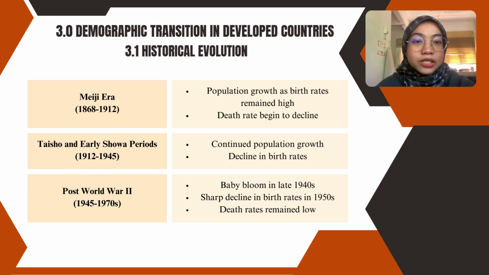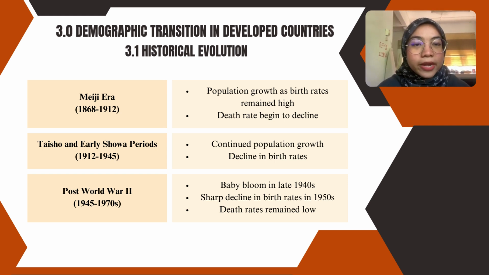Next, we move to the Taisho and early Showa periods, spanning from 1912 to 1945. Japan's population continued to grow as industrialization expanded and living standards improved. But this period wasn't without challenge. Urbanization accelerated, creating pressure on resources in both rural and urban areas. This pressure, combined with global events such as World War II, would set the stage for a major demographic shift in the following decades.